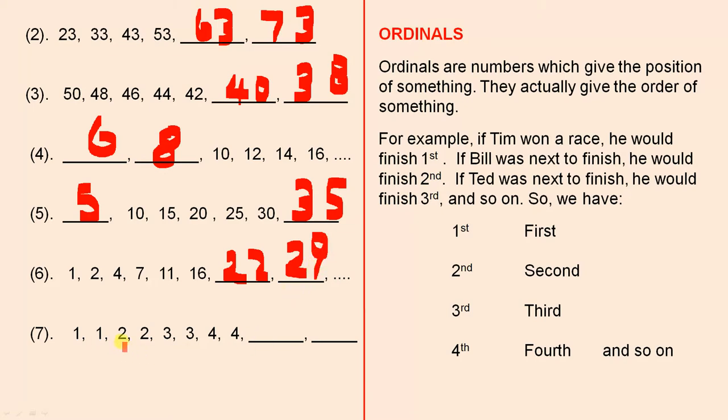Finally, 1, 1, 2, 2, 3, 3, 4, 4. That's very straightforward, isn't it? You will know that the next two are 5, 5.